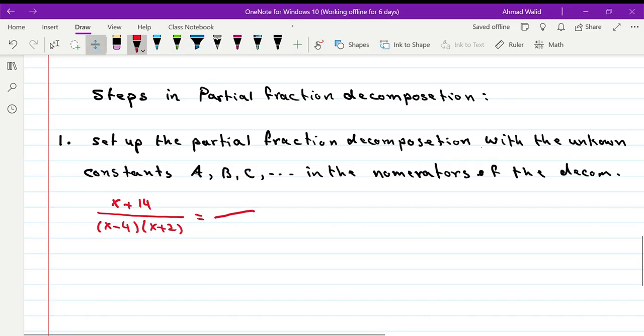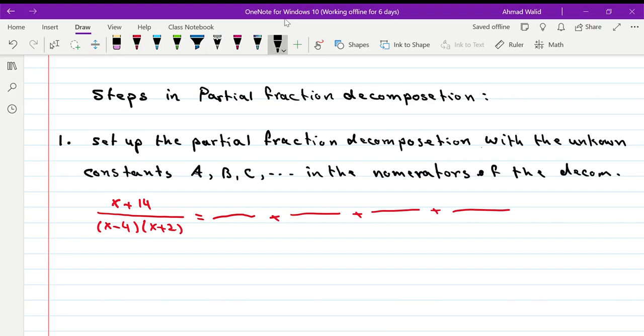Do I need 3 fractions, 2 fractions, 4 fractions on the right side? How should I know how many I need? Look at how many factors you have. How many factors do I have here? 2 factors. Then I need 2 fractions on the right side.